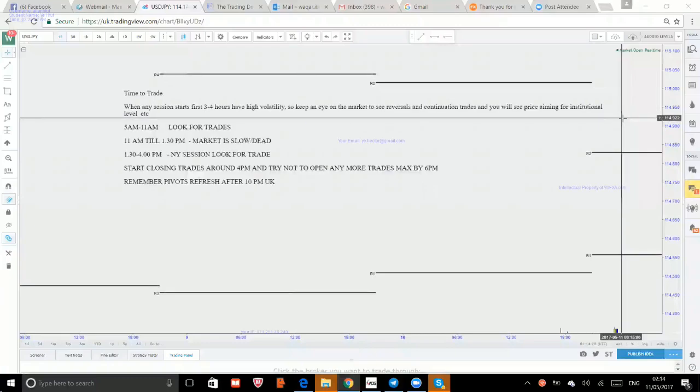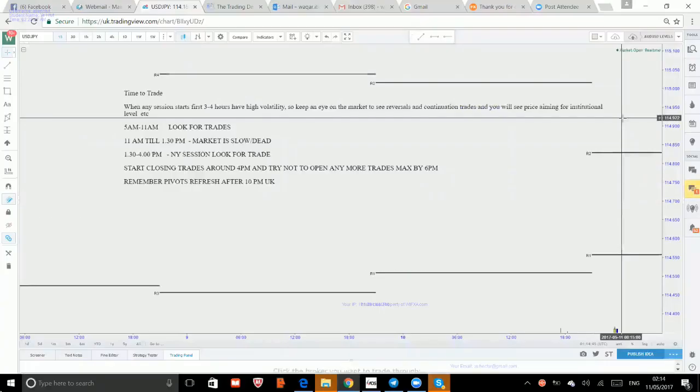So please, everyone, note these timings. This is United Kingdom timings, guys, UK local timings. So you might have to convert these timings as per the location where you live.